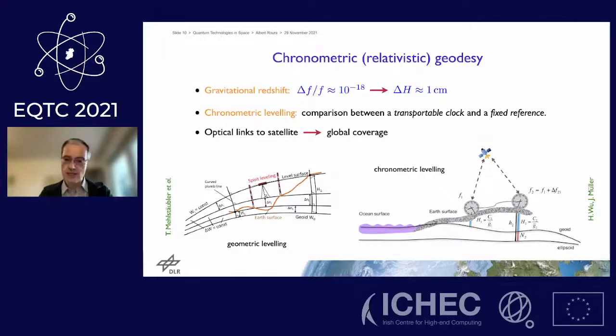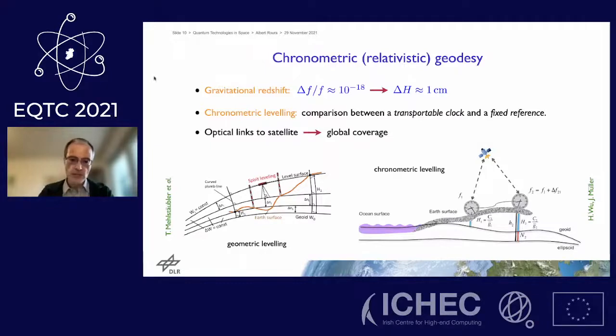And the basic idea is, as I said, to exploit the gravitational redshift, and then what is needed is actually the comparison between a reference clock at some fixed location, which could be a metrological institute, and then some transportable clock that one can take to whatever point one wants to measure the height of. In principle, one could connect those clocks with some optical fiber network, but in general, if you want to have global coverage and take your transportable clock to wherever you wish, one can take advantage of the satellite links, optical links through a satellite.